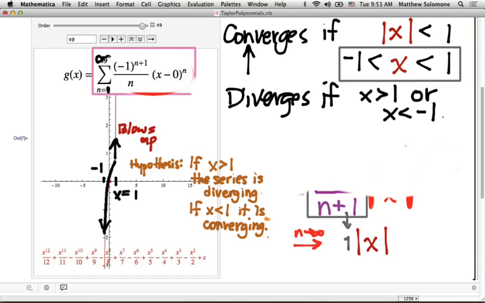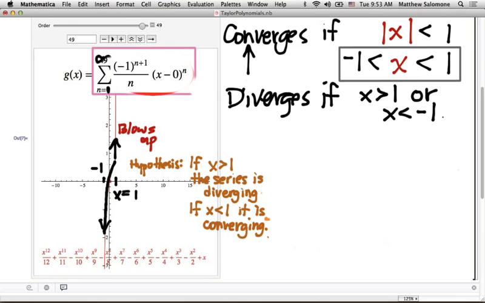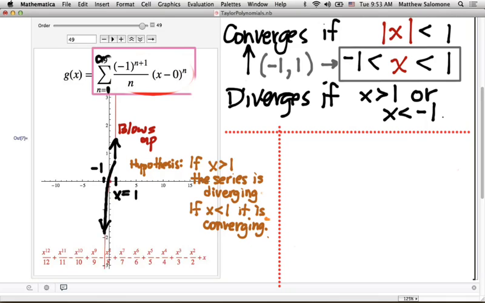But this leaves out two cases that we have to check on our own. There's two values of x whose convergence or divergence the ratio test has not answered for us. What are they? 1 and negative 1 are endpoints. So in other words, this inequality here defines for us an interval on the real number line, the interval from minus 1 to 1, exclusive of both.